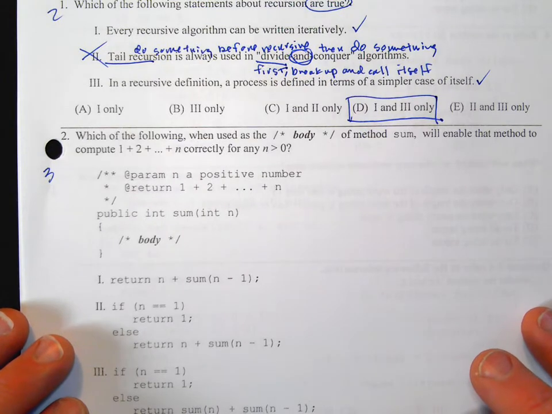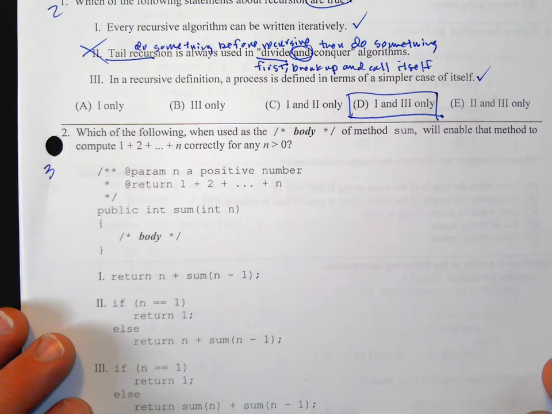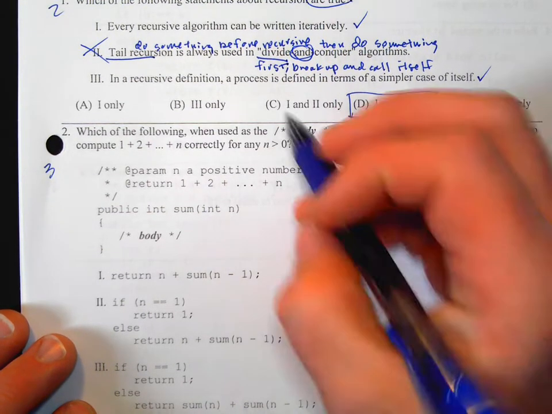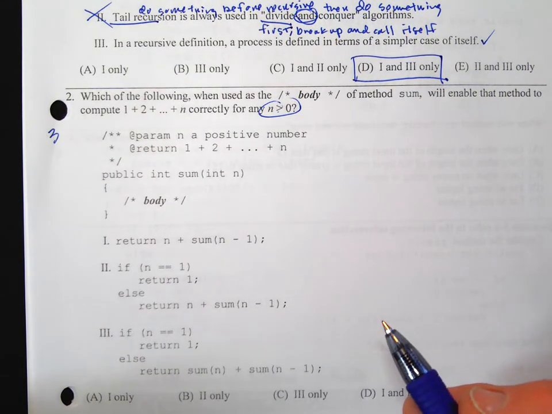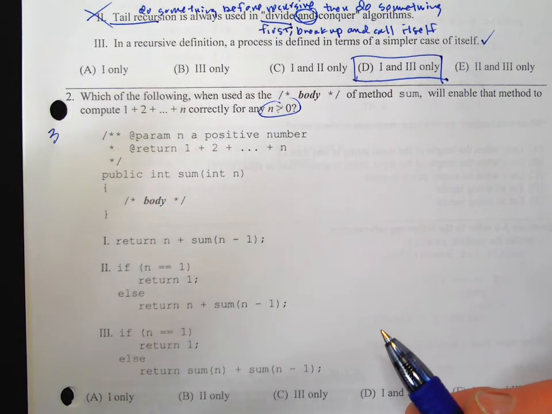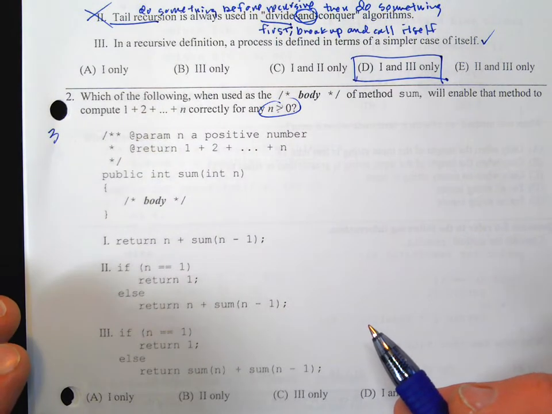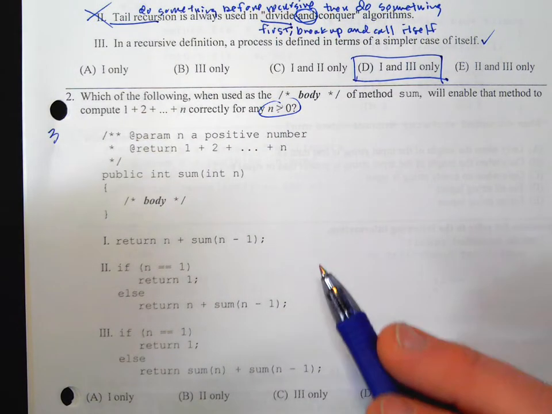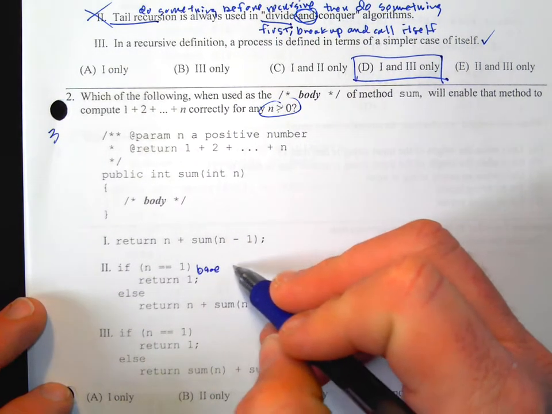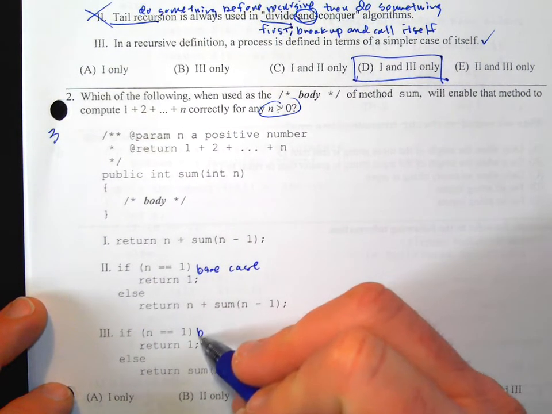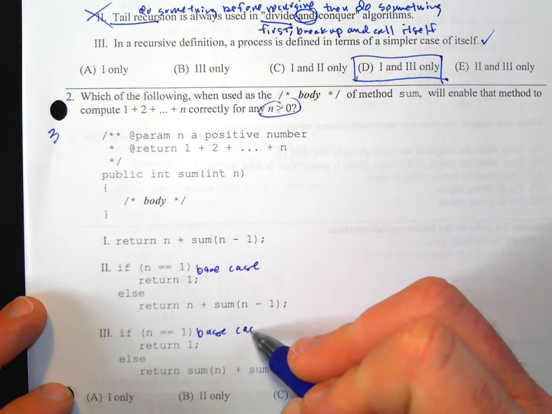Okay, let's see. Number 2, which of the following, when used as the body of the method sum, will enable the method to compute 1 plus 2 plus whatever all the way up to the nth number correctly for any n greater than 0? So we're trying to figure out what should do that. Now, usually we need a base case. So we're probably going to start at n and work our way down to n equals 1. So this would be your base case, right? Base case. You got to check to see if something's true.